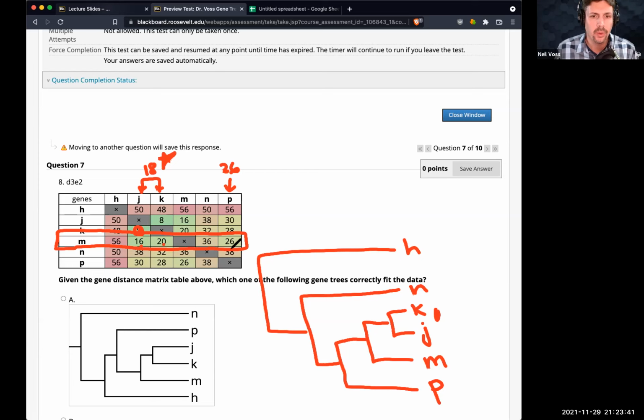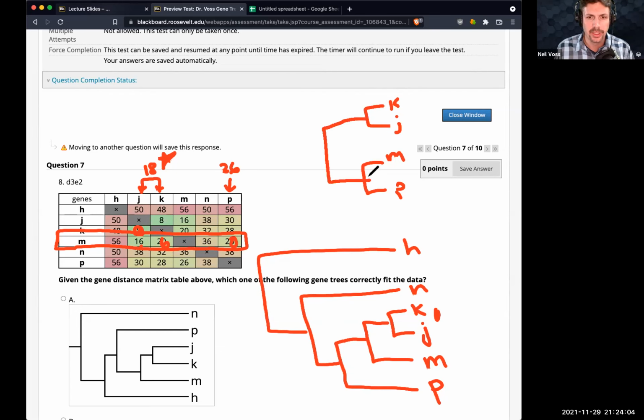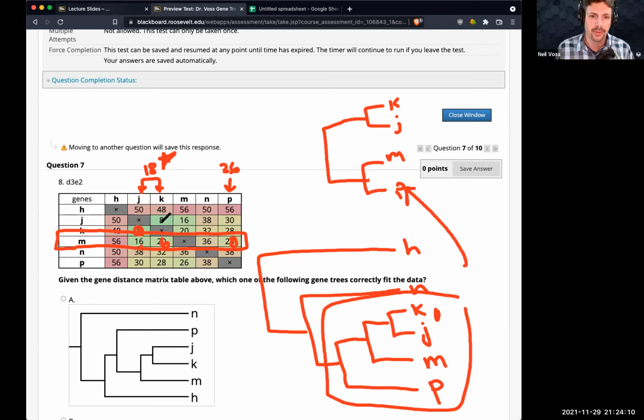Yeah, well, when I make these things, I try not to make them ambiguous. So let's say this number here was 20 and this number here was 26. Then M would connect to P first, so you'd have MP, KJ. Now, do they connect together? That's a whole different thing, but it'd be this versus this, right? So if I swap those two numbers. But since M is much closer to K and J than it is to P, it looks like this. If that makes any sense. Yeah, that makes sense.